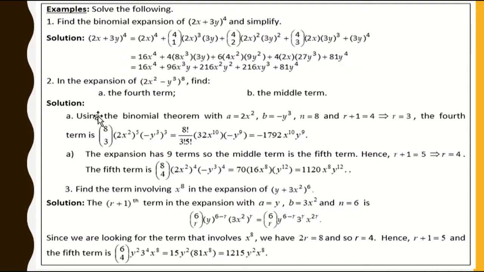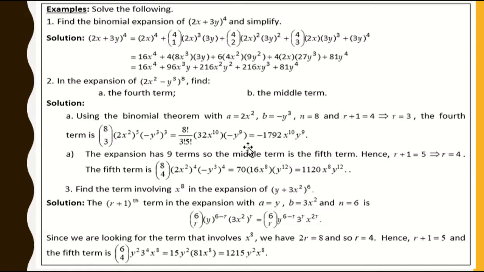And that is equal to 8 taken 3 at a time. That is 8 factorial over 3 factorial times 5 factorial. 5 is 8 minus 3, right? 5 factorial. Then we have 2 to the power of 5, which is 32. X to the power of 2 times 5, that is 10. Then times negative y to the power of 3 times 3, which is 9.